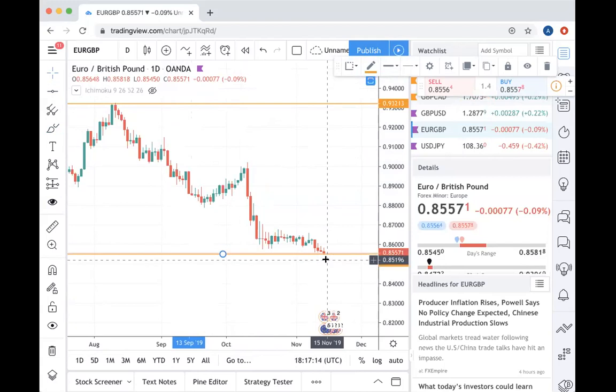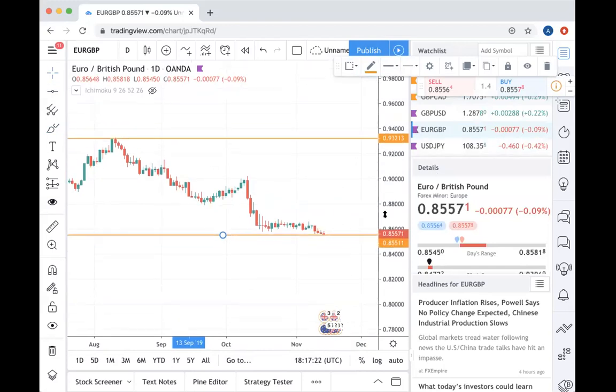And if it breaks it, you're gonna look for a retest. If it retests it, then you're gonna market execute a sell. Period. That's the confirmation. You know what I mean?